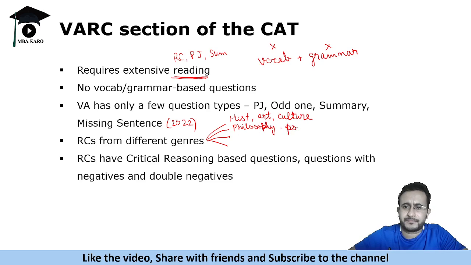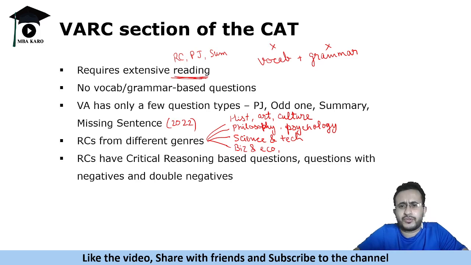psychology, science and tech. It could be related to, let us say, business and economy, finance, marketing, etc. So there are varied themes of passages. You will not find that all four passages are of the same theme. So it becomes very important to read these different items so that you can comprehend them in the examination.